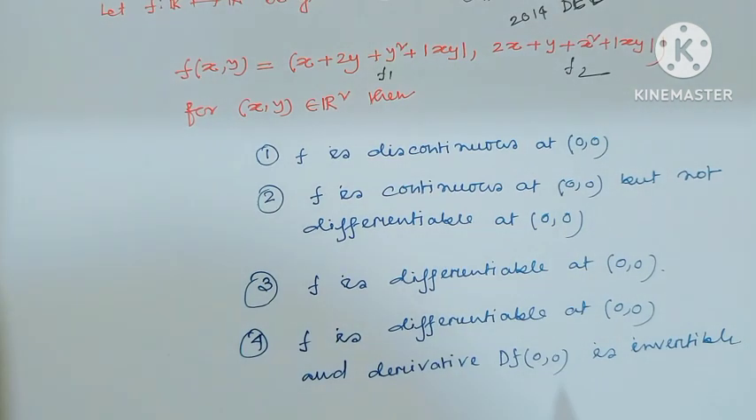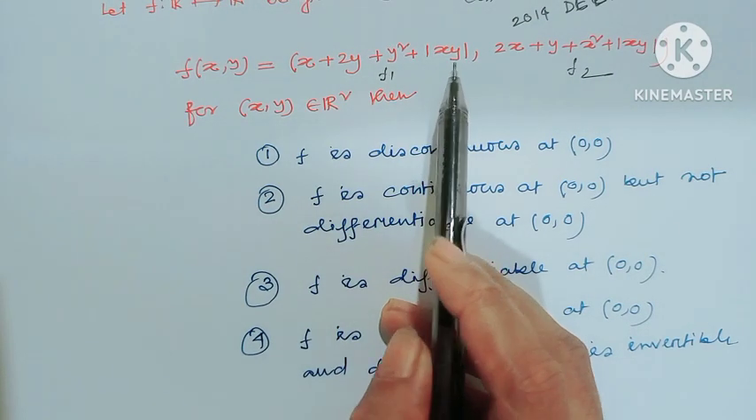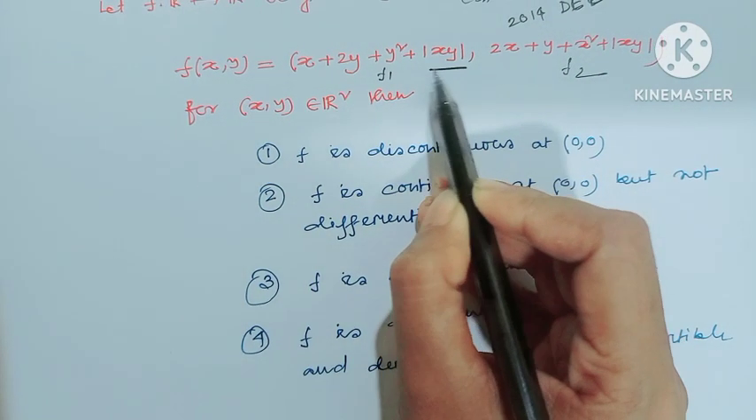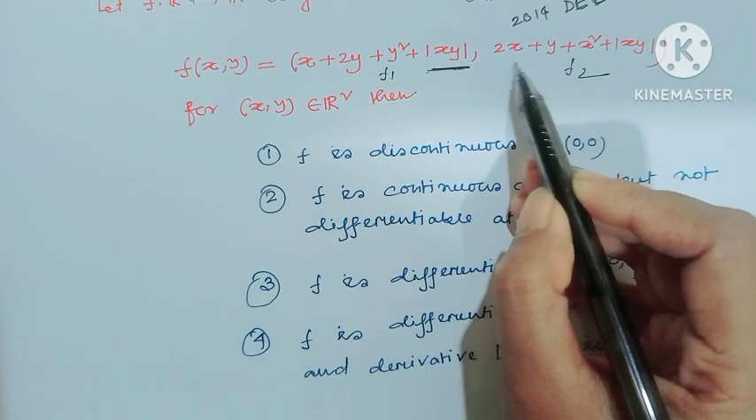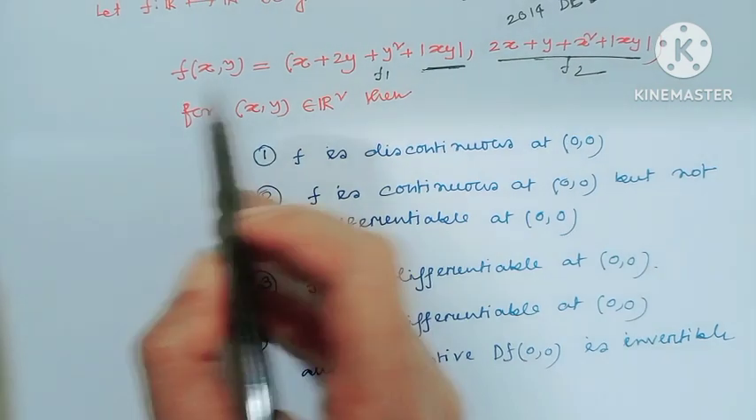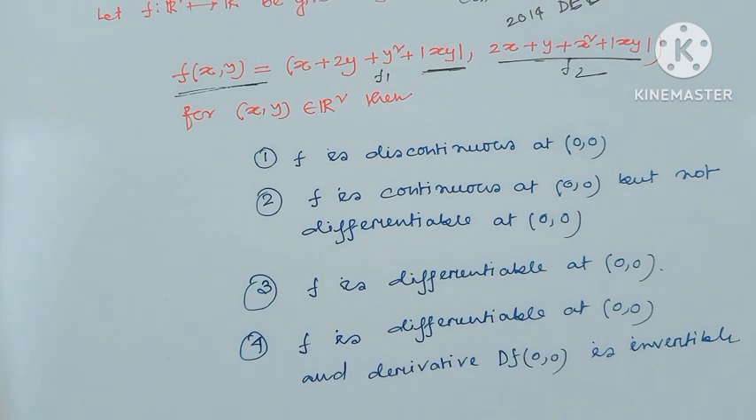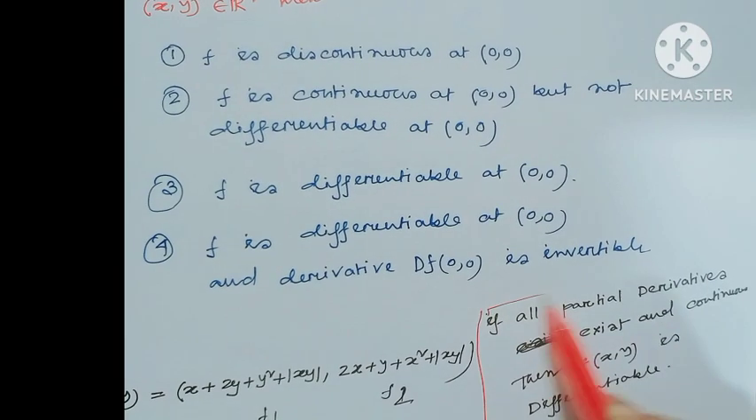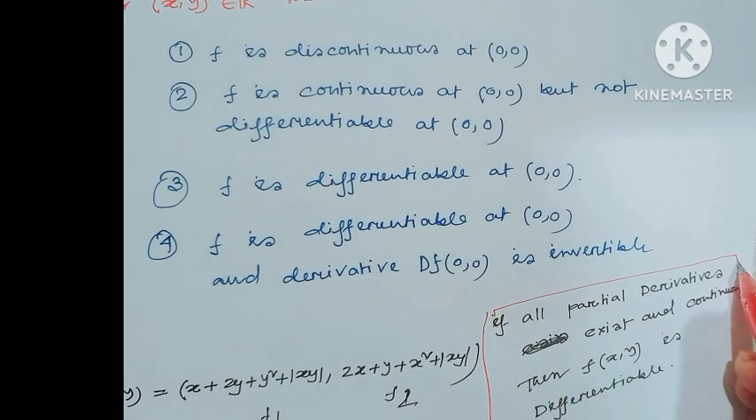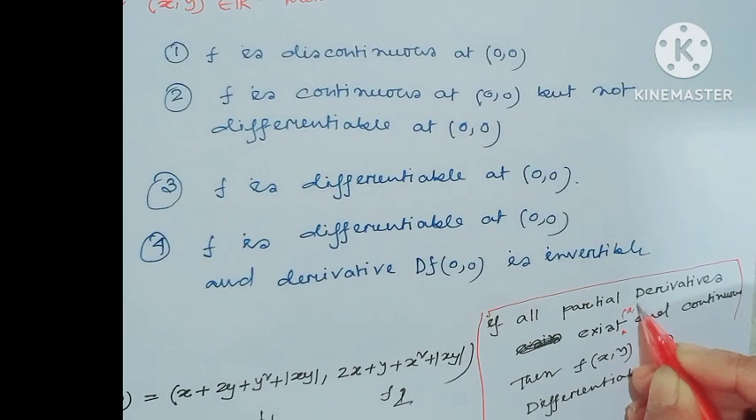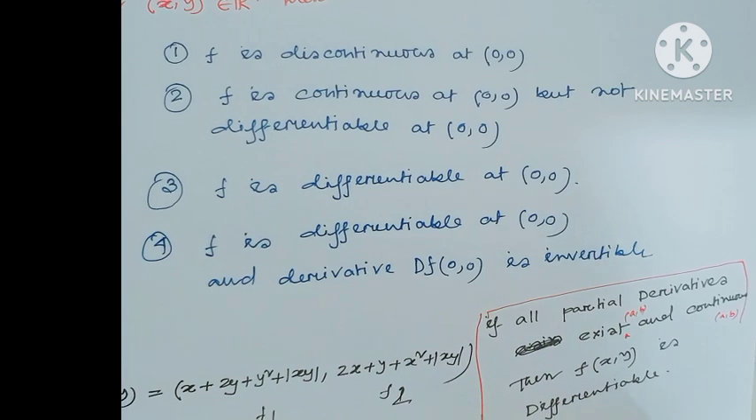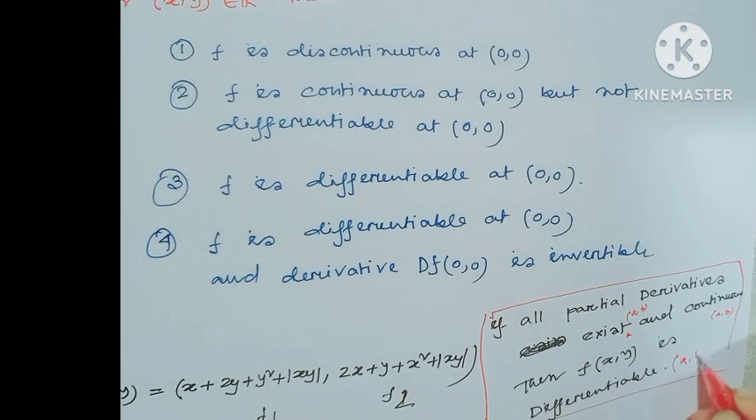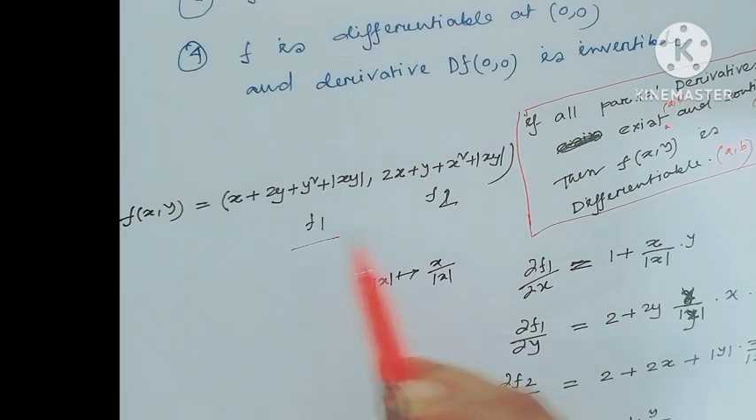Here f1 is a polynomial function, and a few minutes ago I have seen that mod xy is always differentiable. So since each component is differentiable, f(x,y) is differentiable. The other method is, we all know that if all partial derivatives exist at the point (a,b) and are continuous at this point, then we can tell f(x,y) is differentiable at the point (a,b). Here this is f1 and this is f2.